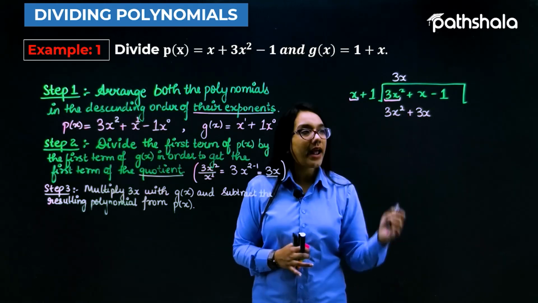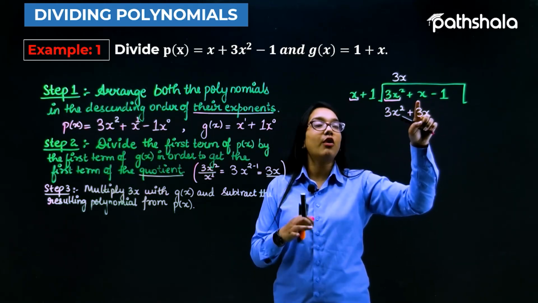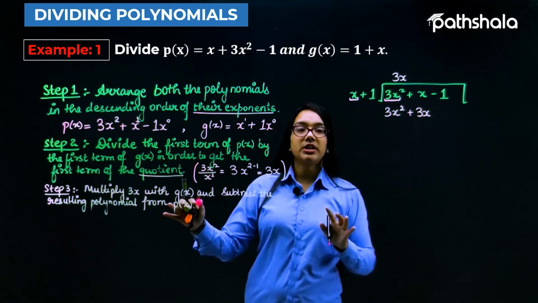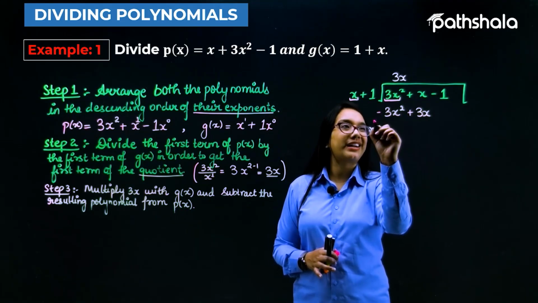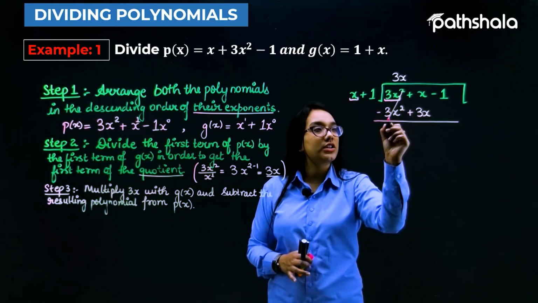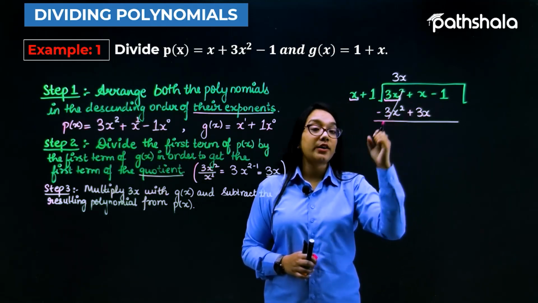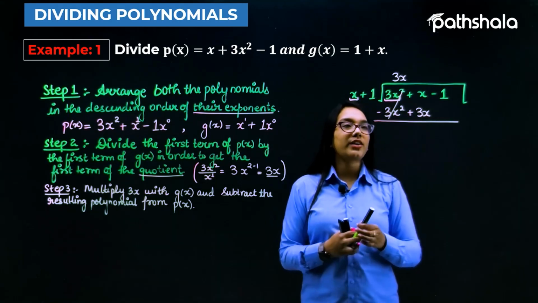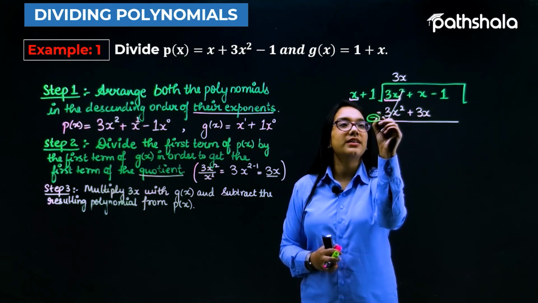Now just subtract 3x square plus 3x from the given p(x) polynomial, that is 3x square plus x minus 1. So step number 3 says subtract both of these. Let us suppose I am subtracting them. Obviously 3x square and 3x square will cancel each other, so we are getting the value 0. But over here we are actually subtracting these terms, so let us suppose I am writing a minus sign over here as we are subtracting.